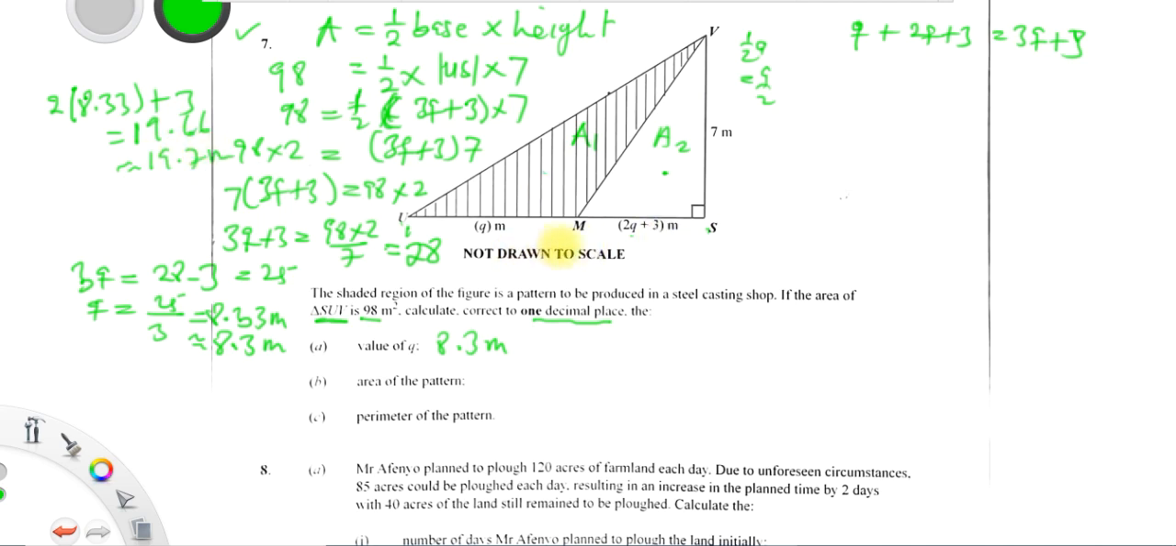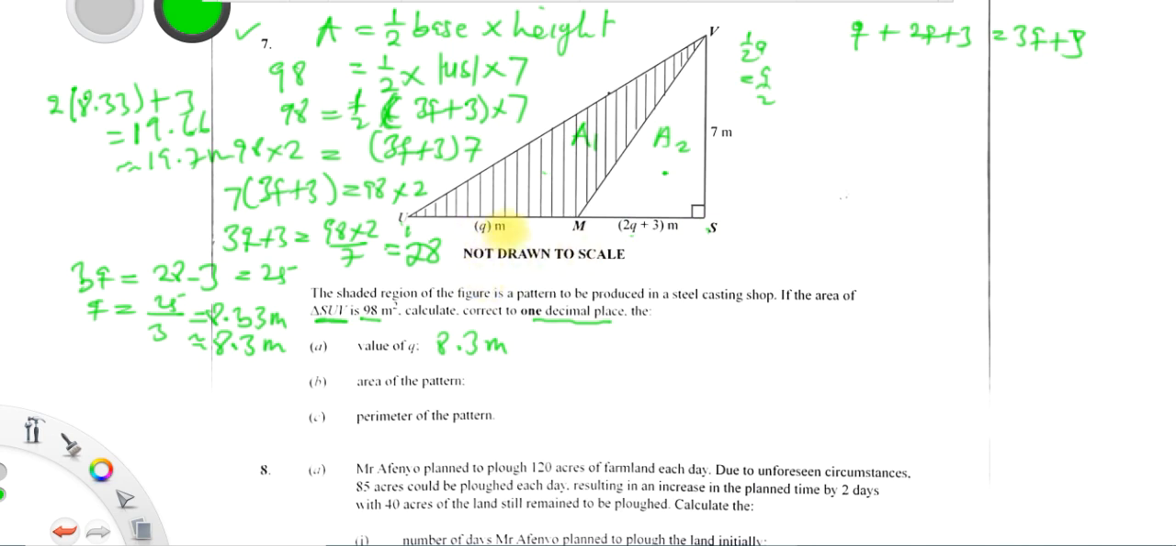Have you seen? So it means that this one is 19.7, and this one is what? That's why it's not drawn to scale. By the look of it, you think that this side is supposed to be longer than this side. So that's why we are saying it's not drawn to scale. It's not drawn with proper measurement. That's what it means. Okay, fine.